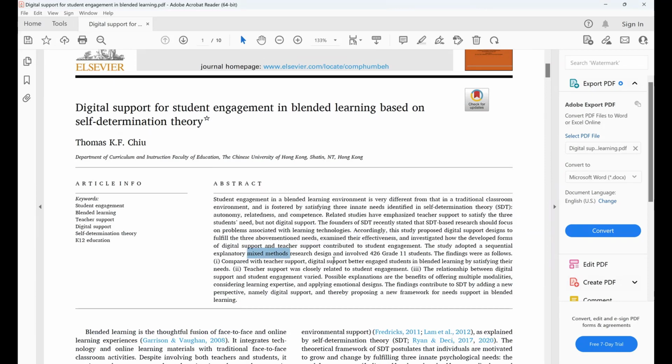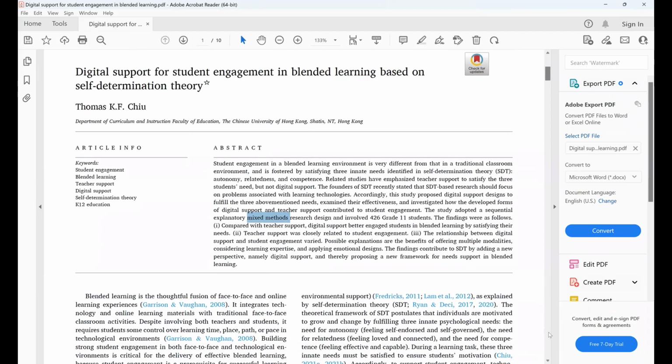So when you search some journal papers, you look at it and think, oh, it is the paper I want to know. It's what I want to learn. So how do you do that? It's mixed method, which means they have quantitative and qualitative.